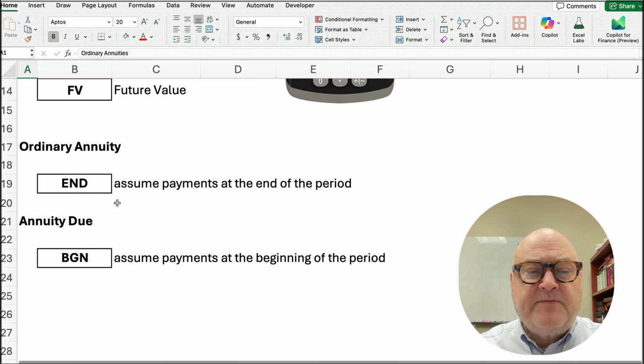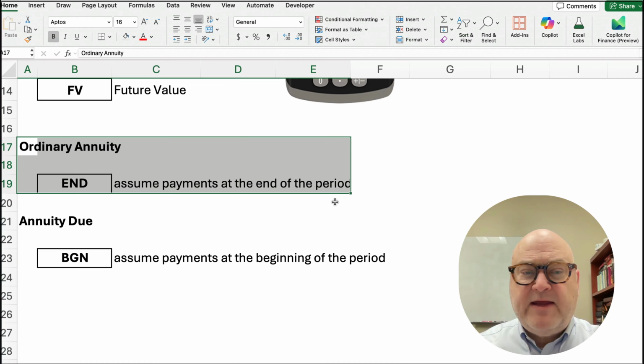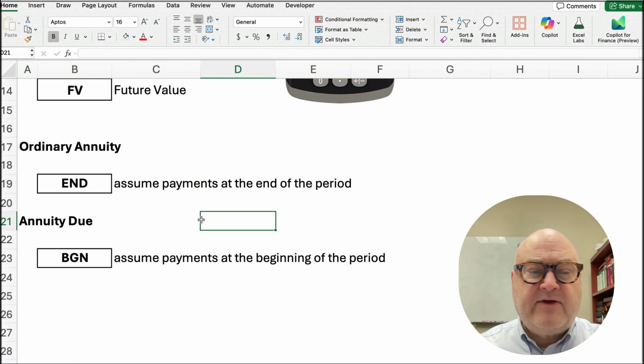We're going to make one simple assumption. If we have an annuity, a stream of payments either in or out of the account, normally we assume that the payments happen at the end. So we call this an ordinary annuity. And so we don't do anything on the calculator. We don't say that the payments happen at the end. That's just our normal assumption.